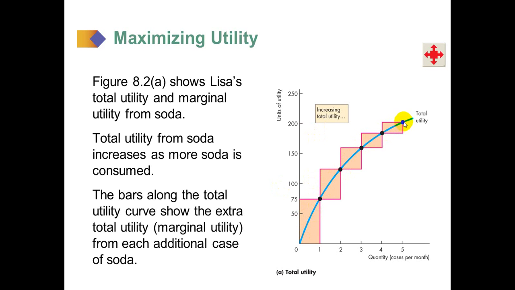Total utility increases, not forever. So the figure shows Lisa's total utility and the marginal utility from soda. Total utility from soda increases as more soda is consumed. The bars along the total utility curve show the change in total utility, which we call marginal utility, the utility of every unit alone from each additional case of soda.